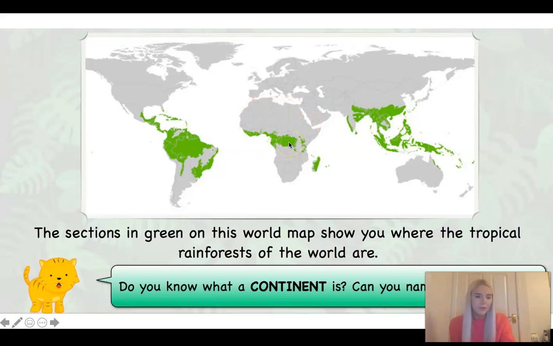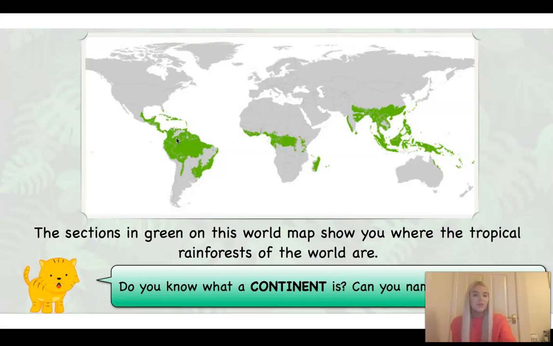Is it Europe? No, it's not Europe. What is it? Is it North America? No, because North America's in the north, we know that. This is Africa. So Africa is another continent where tropical rainforests of the world are. Finally then, what's this one, please? We know this one really well by now. Well done. It's South America because it's in the south. And did you know the Amazon rainforest is located in South America?